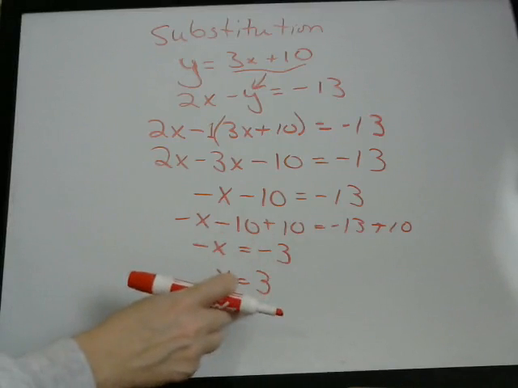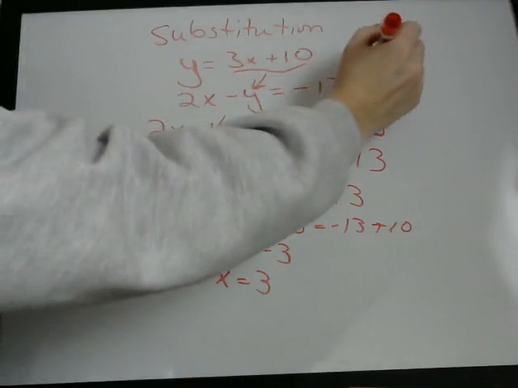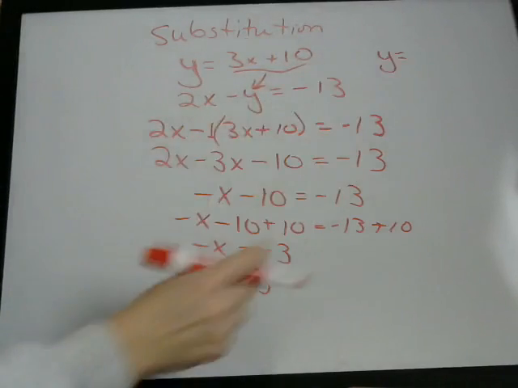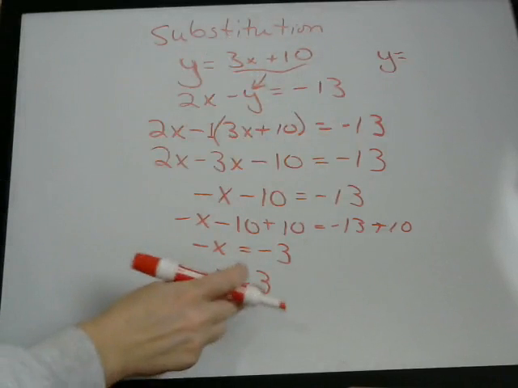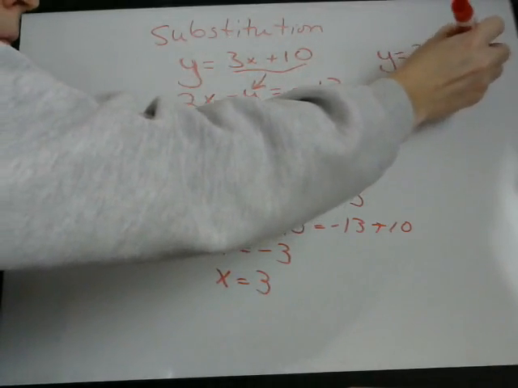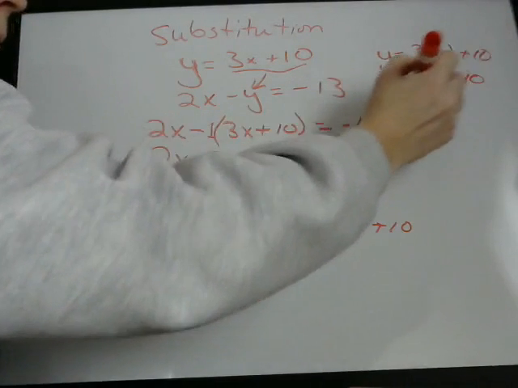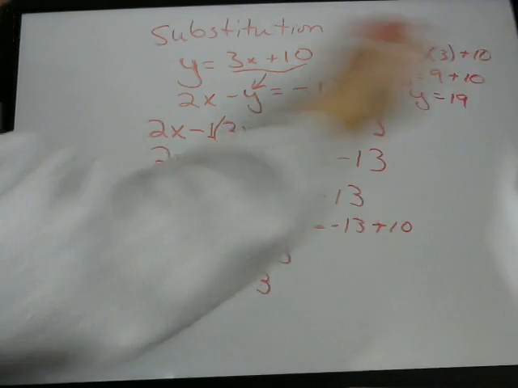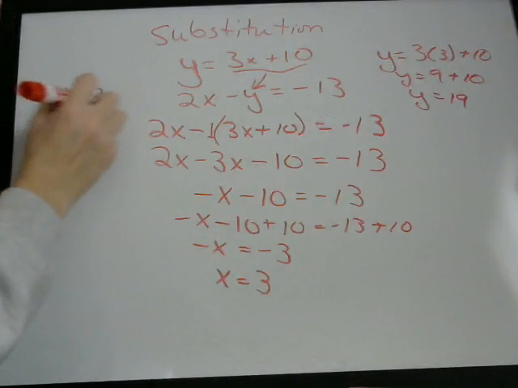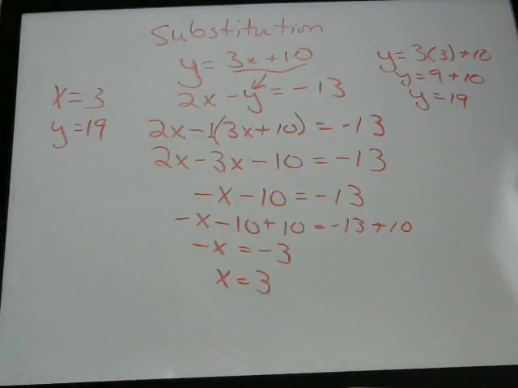So now we know what x is. But we still need to solve for y, so we're going to go back to this equation. We're going to plug in 3 for x. 3 times 3 plus 10. y equals 9 plus 10. y equals 19. So our answer is x equals 3, y equals 19. That's the answer you would look for in the answer key, or in the answer choices.